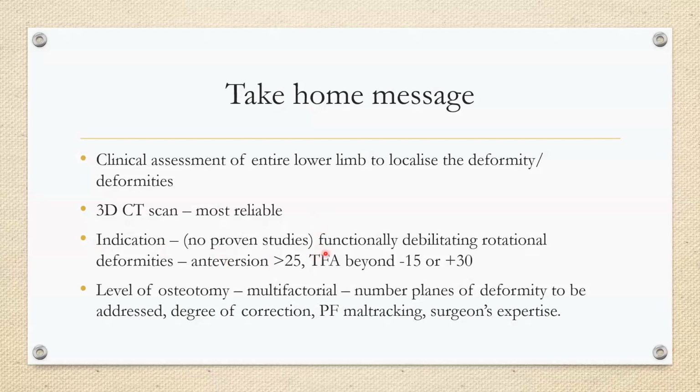When there is a functional deformity which is very debilitating for the patient, and anteversion of greater than 25 degrees, and the thigh foot axis of less than 15 or more than 30. And the decision or level of osteotomy is multifactorial, which primarily depends on the deformity, that is the amount of correction near the deformity and the number of planes of deformity to be addressed, and also the presence of patellar or femoral maltracking, and also surgeon's expertise.